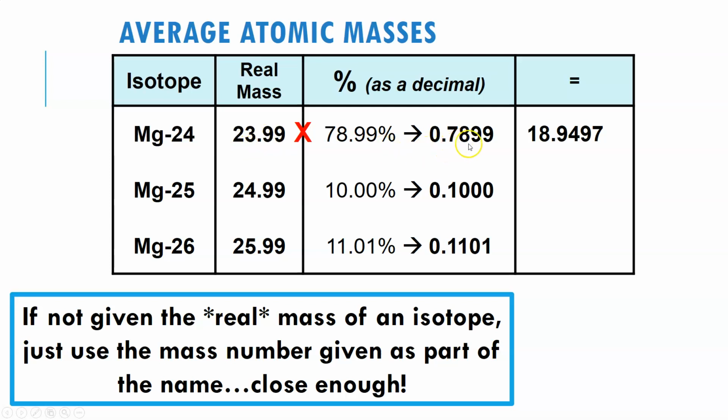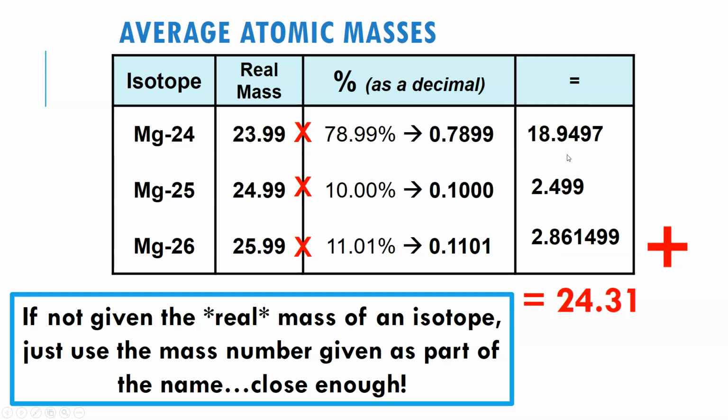23.99 times 0.7899 gives me this. 24.99 times 0.1. 25.99 times 0.1101. And now I add these all up and I get my final answer.